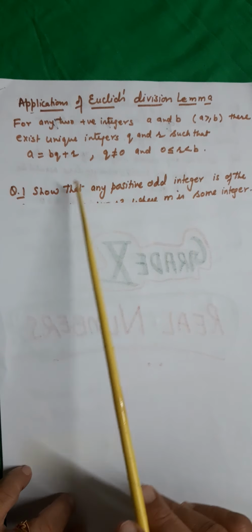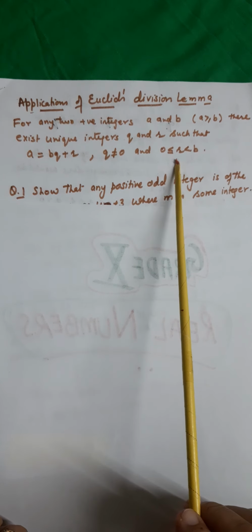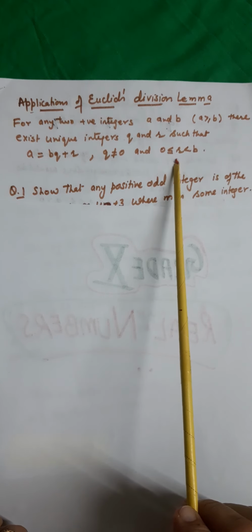So the statement says, I repeat again, for any two positive integers a and b, a greater than b, there exist unique integers q and r such that a is equal to bq plus r, q is not equal to 0 and r lies between 0 and b. The remainder can be equal to 0, but it cannot be equal to the divisor. It has to be less than the divisor.